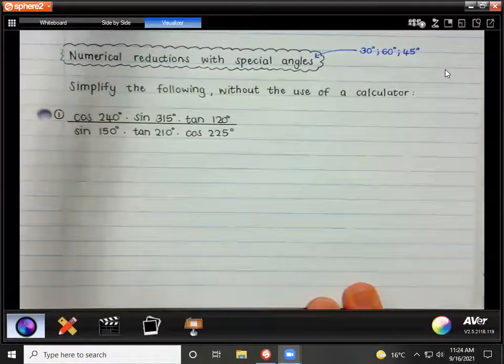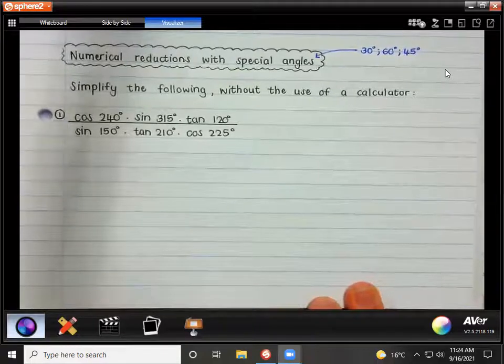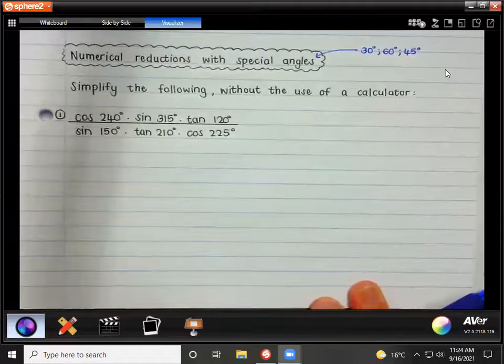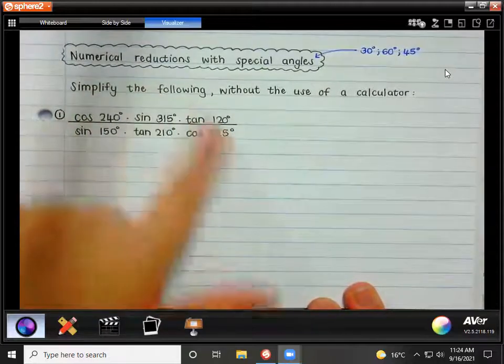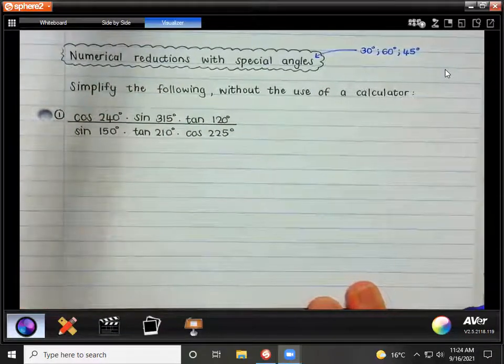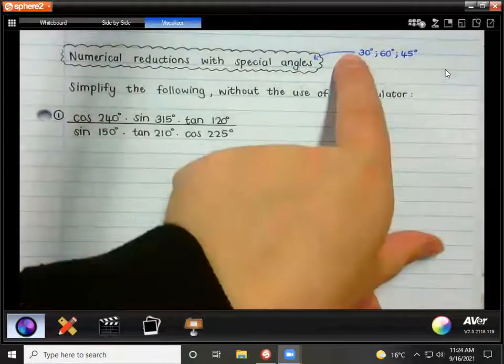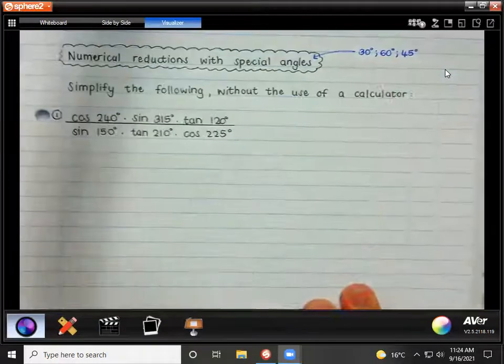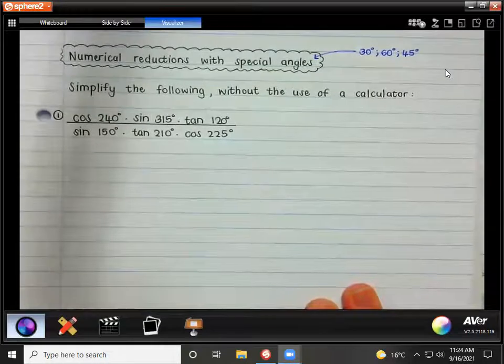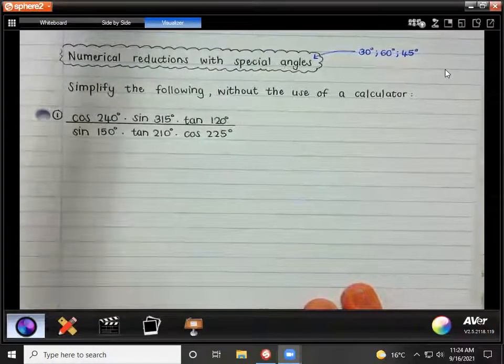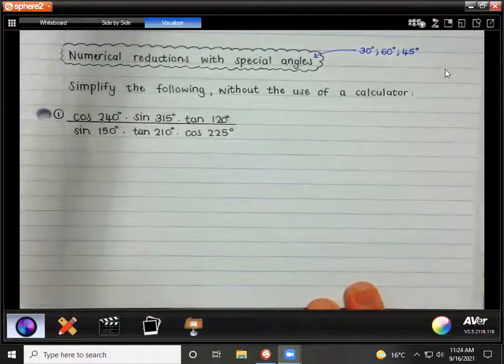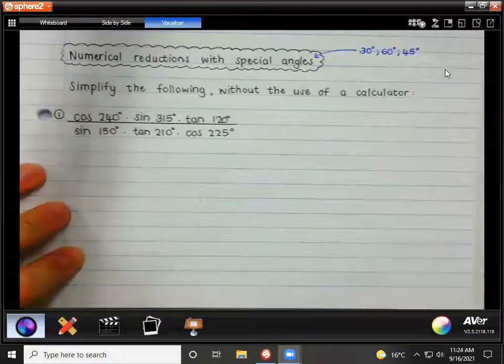So we are going to use 180 plus, 180 minus, 360 minus to rewrite all 6 of these angles in terms of our special angles, in terms of our 30, our 60, our 45. Once we've rewritten those angles, we're going to use reduction formula to simplify them, to reduce them, and then you'll see we can just use our triangles after that.